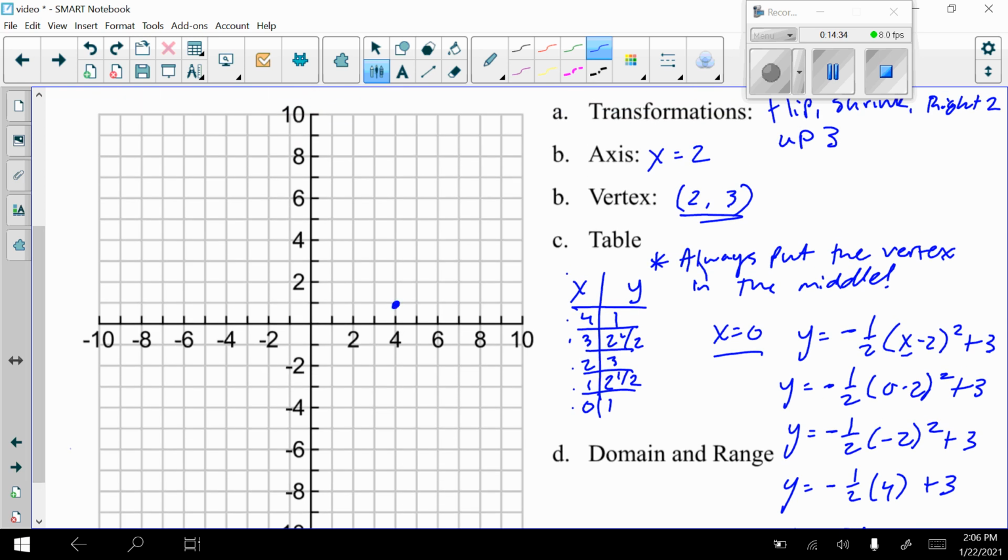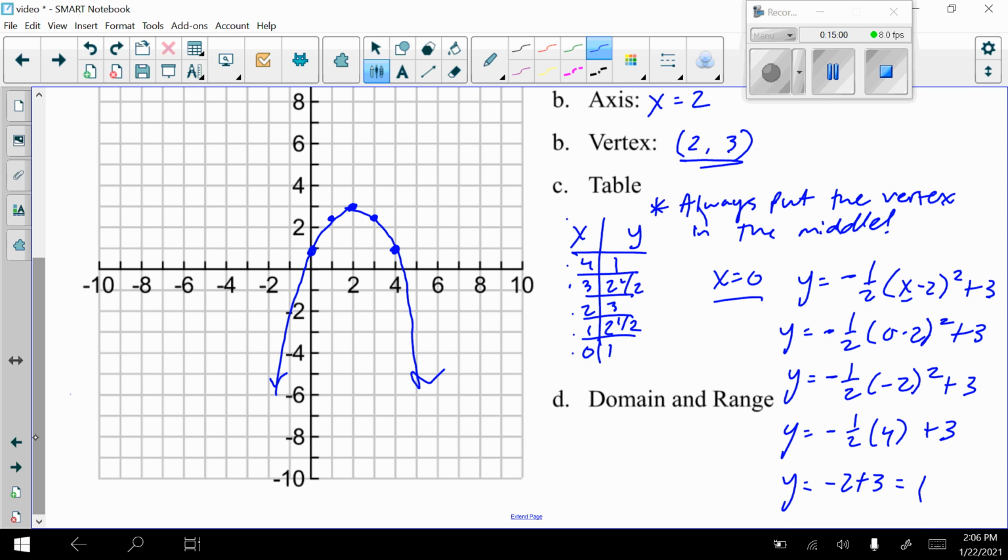4, 1. 3, 2.5, right there. 2, 3. 1, 2.5, and 0, 1. Those are my points. So let's get a graph in here. There's my parabola. Okay.